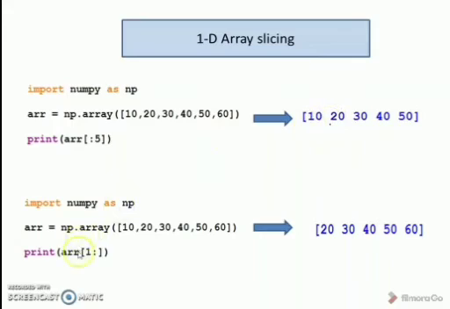When we don't write the second number, it will be considered as the length of this particular array. So when we run this code, elements will start from index 1 and go till the end. So the output will be 20, 30, 40, 50, 60, right? Hope this slicing is clear.